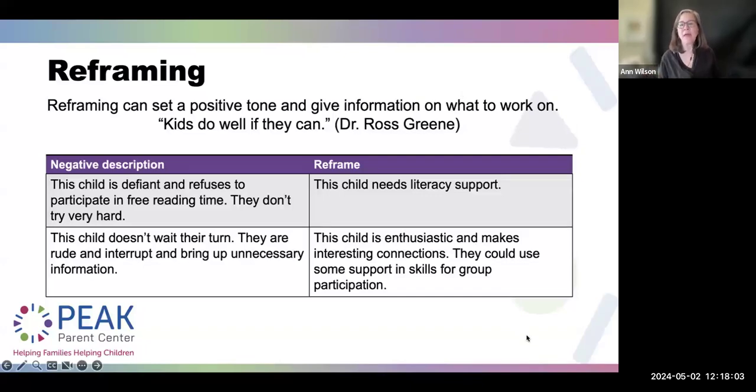And what can we do with that? Maybe they need some support in skills for group participation. So think about ways you can reframe the messages you're hearing or ask for more information to get a better sense of what to work on.